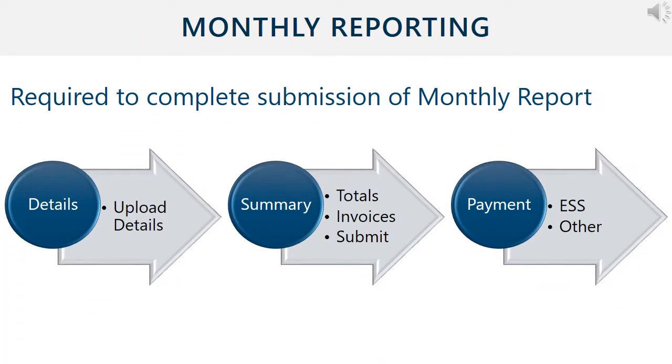The 3 pieces of the monthly report that must be submitted before the 10th of the month to avoid a late penalty are the details, the summary, and the payment. Once these pieces have been submitted, the employer has until midnight of the day of submission to unsubmit their monthly report. If the employer is unsubmitting their report to further update the report details, they need to remember to unsubmit their summary and resubmit all 3 pieces again once the details are corrected.